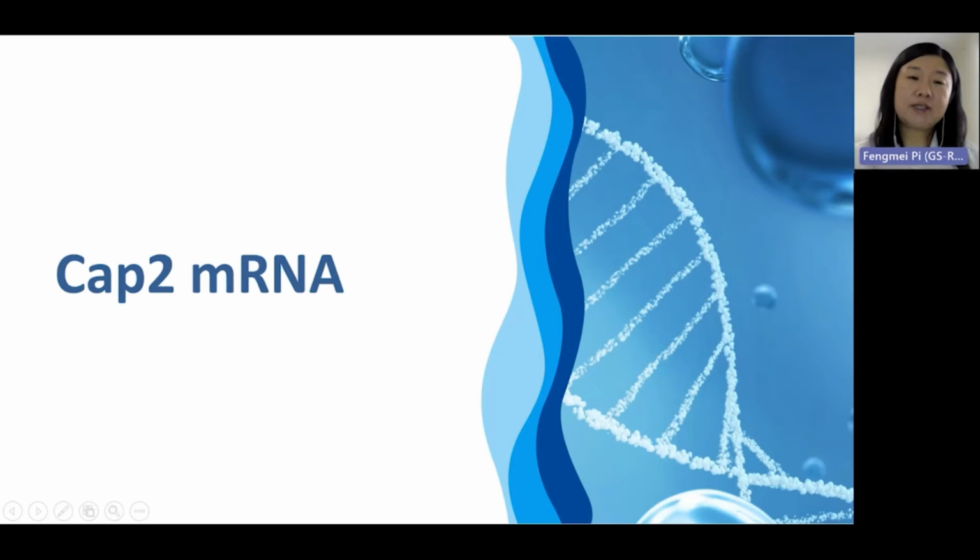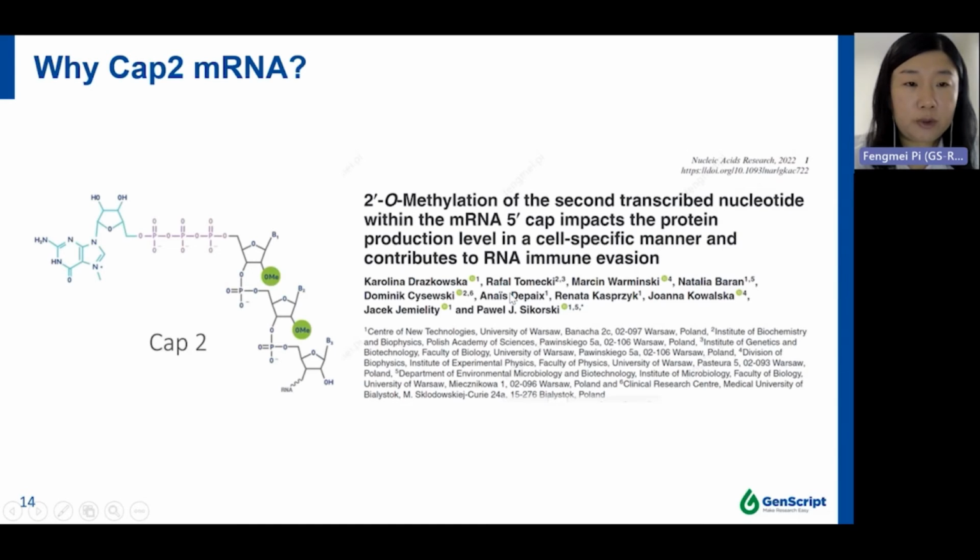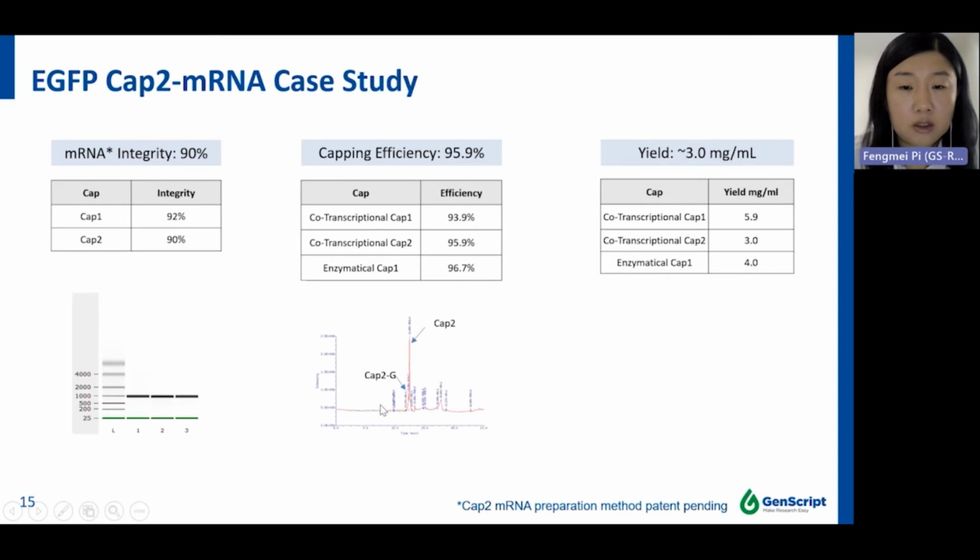Yeah, I'm very excited to introduce a new category of the Cap2 mRNA. I think that is only launched here, available here. So Cap2 RNA is quite important in nature. It's a form that's found in the RNA. There is a paper reporting that the second base methylation on the 5' nucleotide of the mRNA cap will impact mRNA protein production level in a cell-specific manner and contributes to RNA immune evasion.